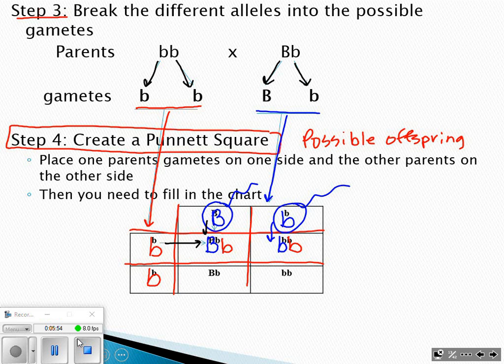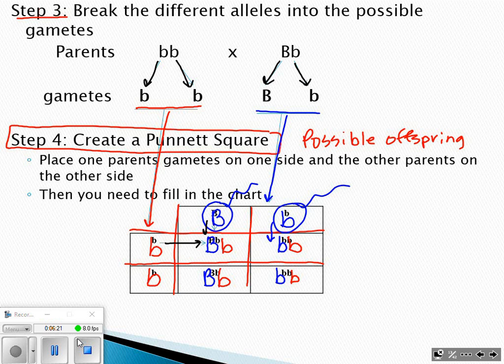Now, it doesn't make much difference with this possible combination, but if this sperm fertilizes a big B, this one can still only give a little b, big B, little b. Or it could be little b and bring it across, little b. So these are the possible offspring that this particular couple could produce.